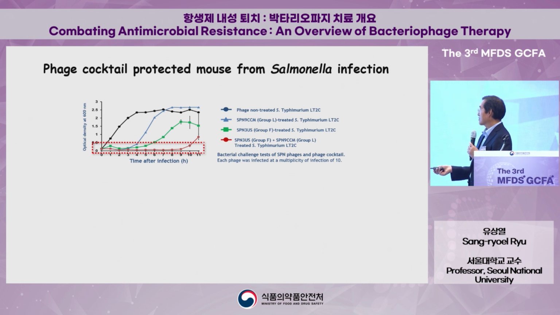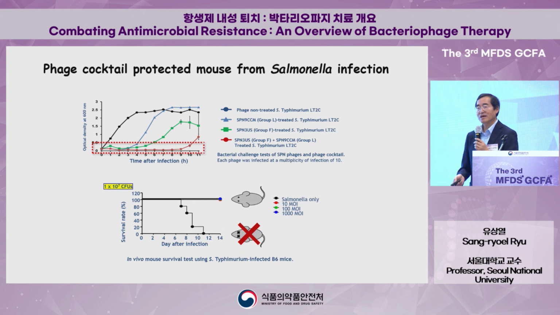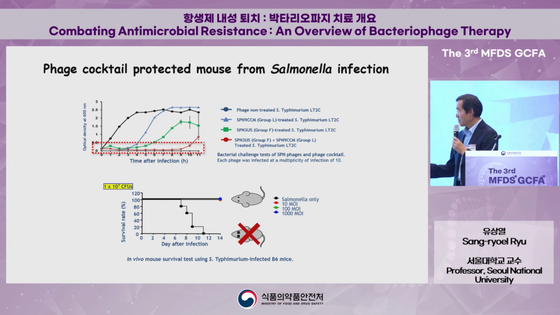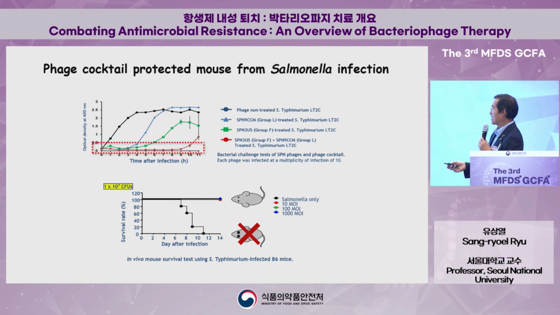And we did some mice experiments. Usually with Salmonella infection, the mice die within 10 days. However, we used an MOI of 10, a multiplicity of infection of 10, which is the ratio between the bacteria and the bacteriophage. With only that, you can see that it was quite effective against Salmonella, and the mice were perfectly protected from Salmonella infection and were able to live.